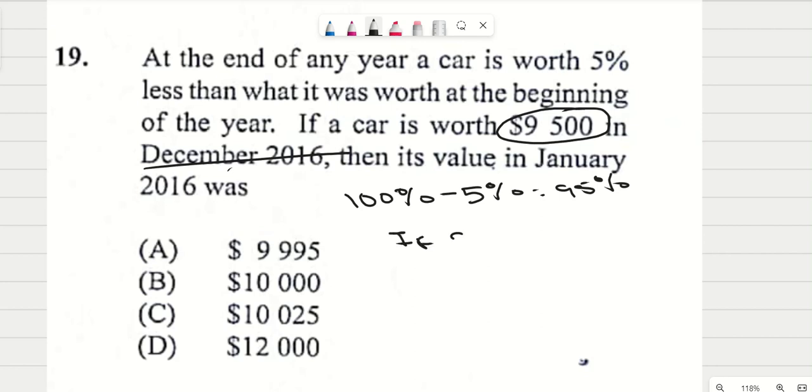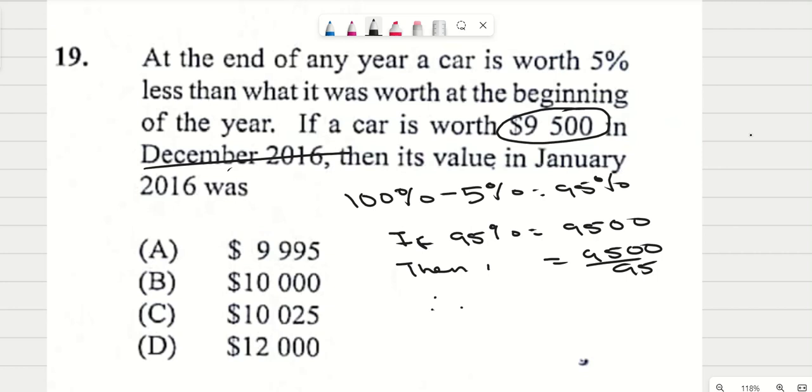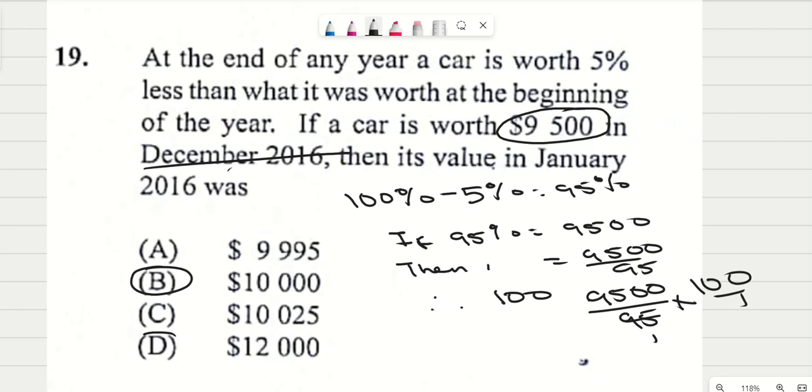So if 95% is equal to 9,500, then 1% is 9,500 over 95. And therefore, we want to find out what is 100%. The answer is, by the way, B, which is 10,000. But we'll do it: 9,500 divided by 95 multiplied by 100 over 1. 95 goes into 9,500 100 times, 100 by 100 is 10,000. So my answer is 10,000, which is B.